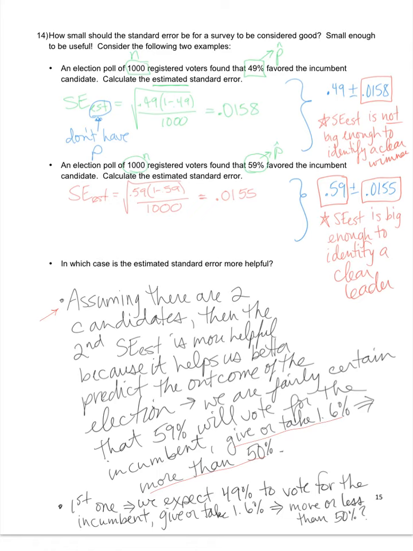So that's what allows us to come to this conclusion, with a little bit more confidence that the incumbent's going to win. Whereas in the first one, we expect 49% to vote for the incumbent, give or take about 1.6%, same as above. But that leaves us with the question as to whether or not that's going to amount to more or less than 50% of the population. So the way these two operate together, both your p-hat and your estimated standard error, really gets to the question of when is it big enough to be considered good? When is it useful?